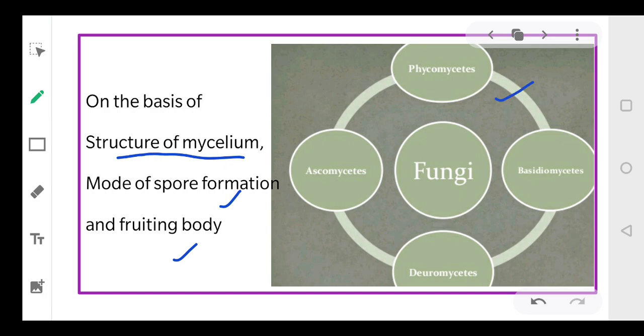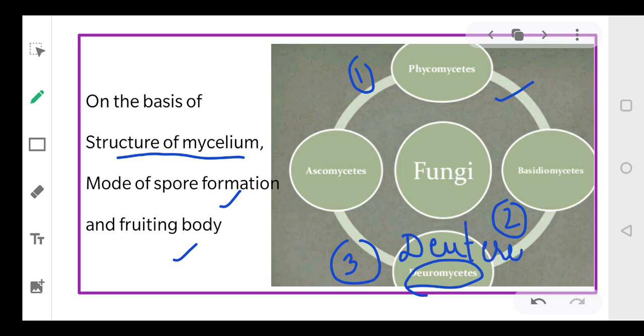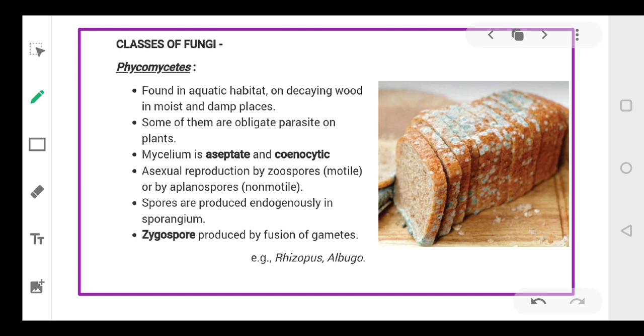First is Phycomycetes, second is Basidiomycetes, third is Deuteromycetes, and fourth is Ascomycetes. Okay, dear students? So, Phycomycetes, Basidiomycetes, Deuteromycetes, and Ascomycetes. So, dear students, we will take them one by one. The very first is Phycomycetes.